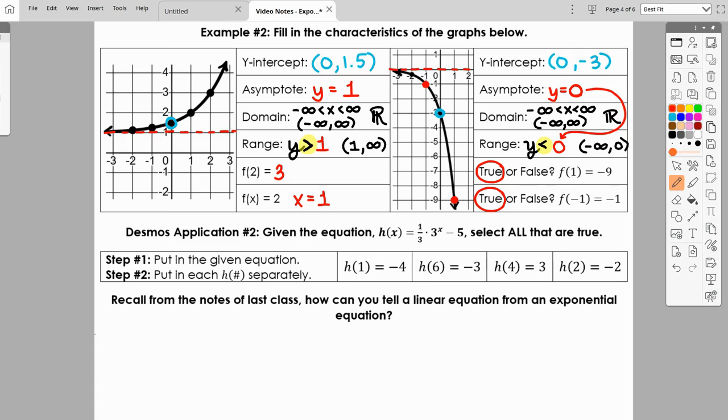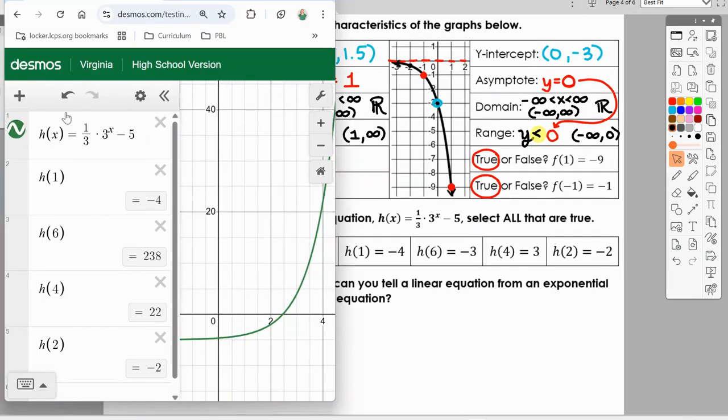Let's look at our Desmos application number 2. Given the equation f of x equals 1/3 times 3 to the power of x minus 5, we want to select all that are true. The first step is you're going to put in the given equations, the one I just read, and then we're going to go ahead and put each h parenthesis with a number inside separately to see if it does come out to equal. So I put in the given function in line 1, and then I'm trying each of the 4 options here. As you see, I just put the letter of the function and the number in parentheses, and I let the gray boxes tell me if they're going to match up with the ones on my paper.